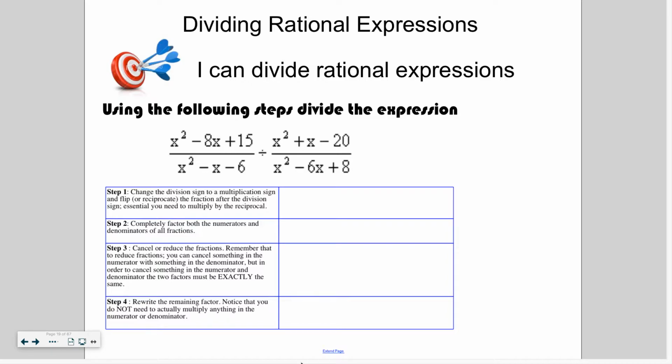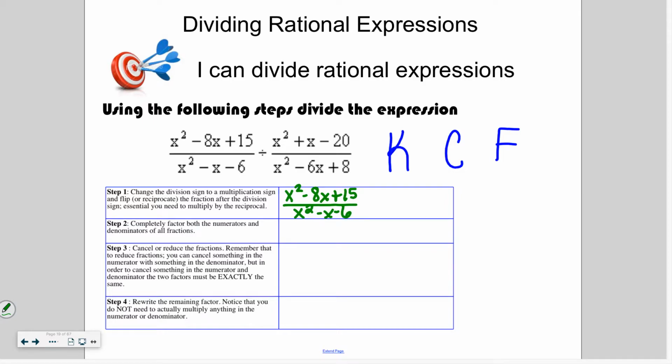So what I want to do is just give you one little thing. If you can remember that, it's the same thing you've done in 9th grade. Keep, change, flip. So keep the first fraction. I will write this part down. We're going to keep x squared minus 8x plus 15 over x squared minus x minus 6.